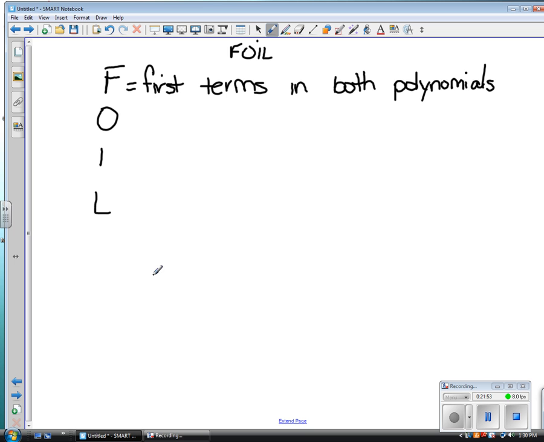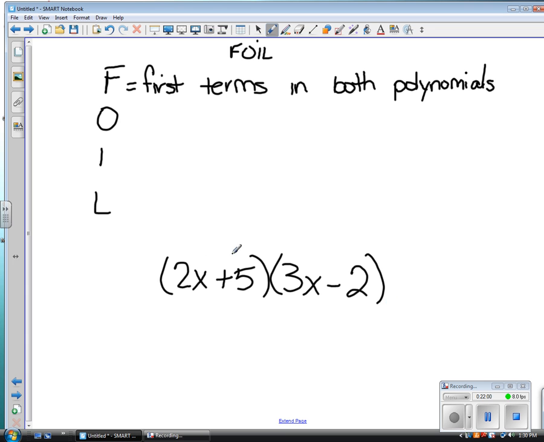So let's look at what I'm talking about down here. Let's say I have 2x plus 5 and 3x minus 2. What is the first term in this polynomial? 2x. What's the first term in this polynomial? 3x. When I do the distributive property, what did I multiply 2x by first? 3x. So that's my first term, okay? Did everybody see that? It's the same thing we were doing, it's just they call it FOIL. So that's what I mean by first terms. First term and first term.